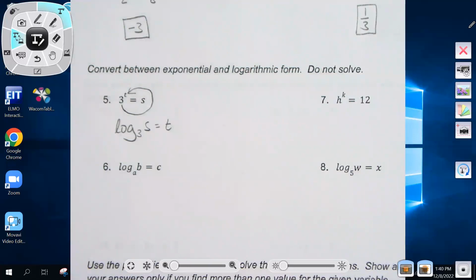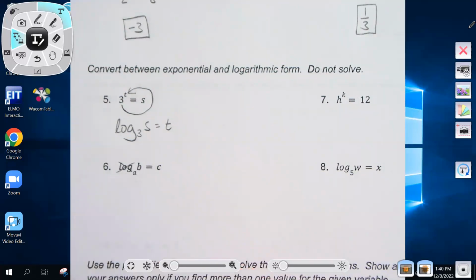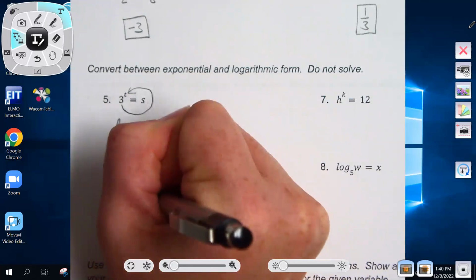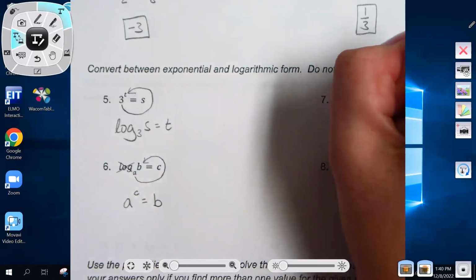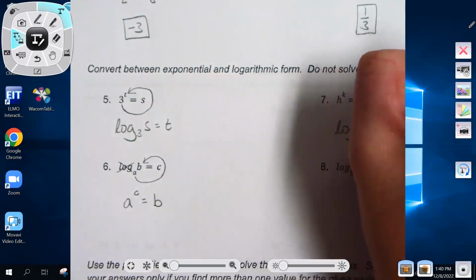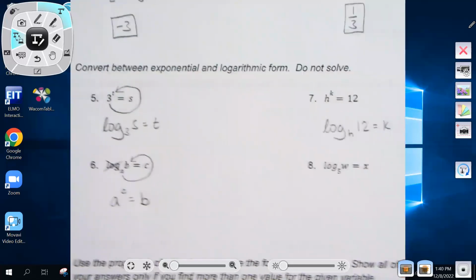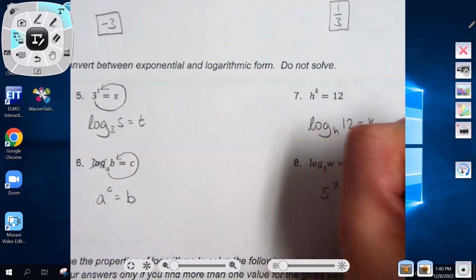On number 6, you're starting in log form, and we need to change this to exponential form, which means we don't need the log. We can just start at the base, draw a counterclockwise loop. So this will be a to the c power equals b. Number 7 will be log base h of 12 equals k. And number 8, 5 to the x power equals w.